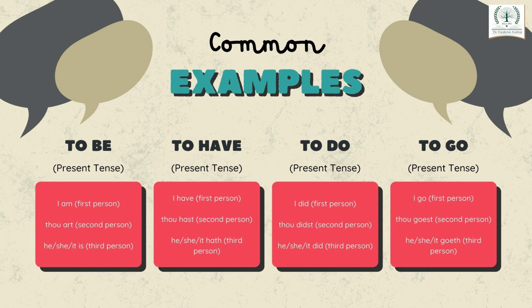To do, present tense. I did, first person. Thou didst, second person. He, she, it did, third person. To go, present tense. I go, first person. Thou goest, second person. He, she, it goeth, third person.